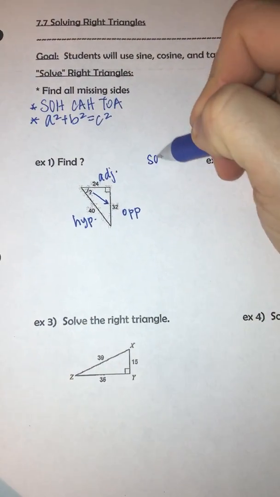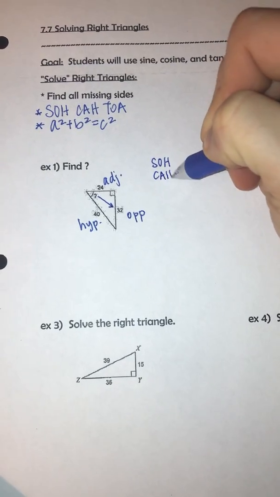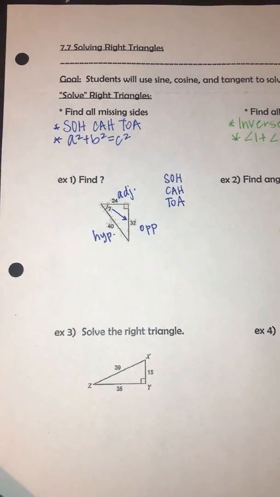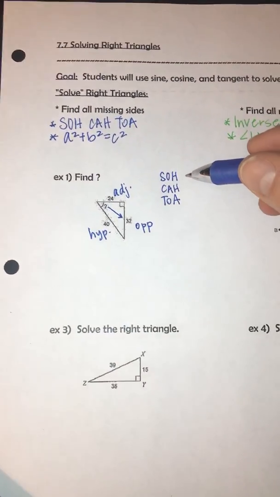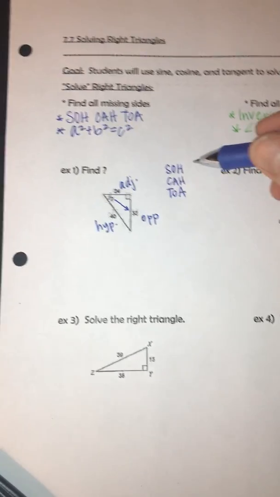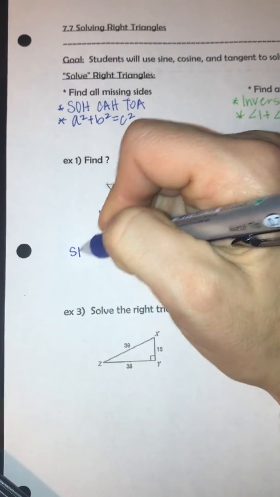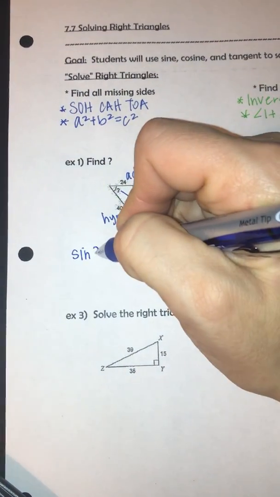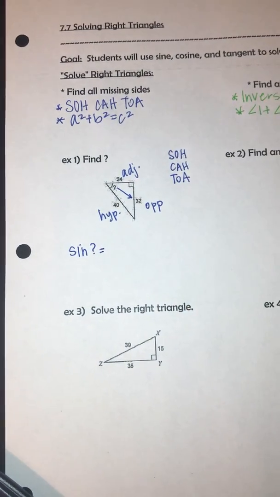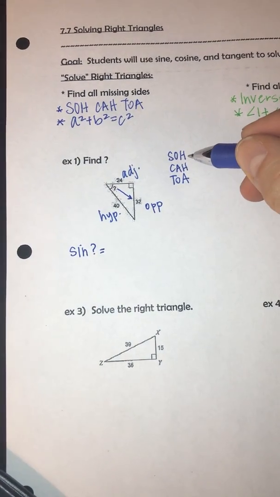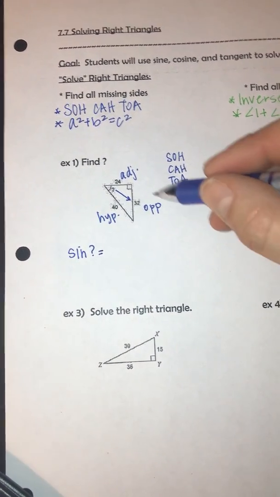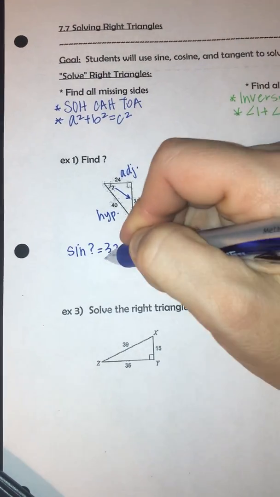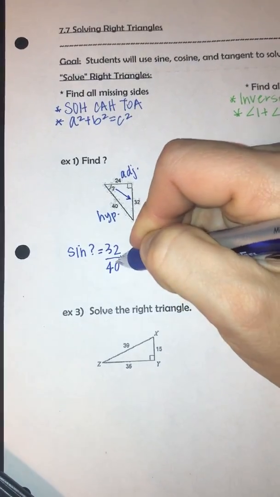So we just have to pick our favorite trig function. One of my classes likes to say they like sine because they like to sin. Great, so we can use sine if we want. Normally I do sine of whatever angle it is. Well, I don't know the angle, so sine of question mark equals O over H, opposite over hypotenuse. So opposite is 32, hypotenuse is 40.